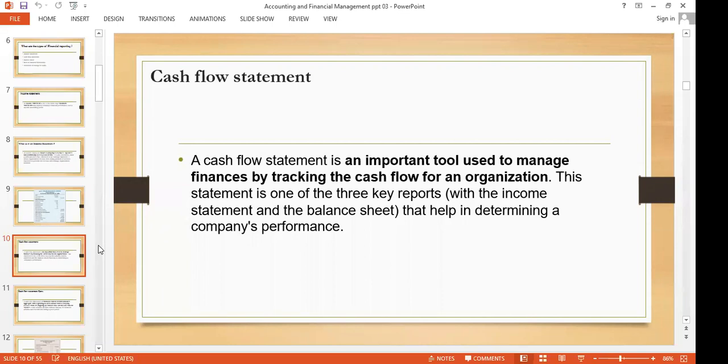The cash flow statement is an important tool used to manage finances by tracking the cash flow for an organization. This statement is one of the 3 key reports that help in determining a company's performance. Interested parties using the cash flow statement can get a real idea of our cash performance.